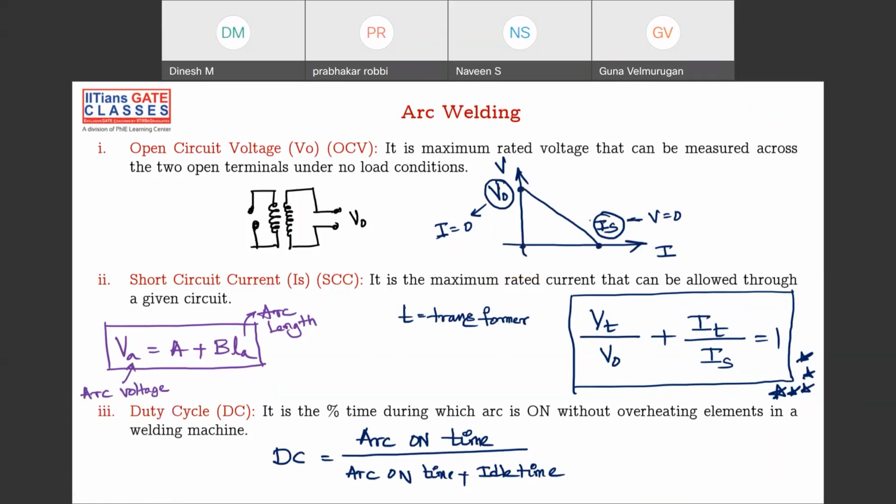So the diagram is clear. This is the open circuit voltage when I is equal to zero, and this is the short circuit current when voltage is equal to zero. Open circuit voltage, short circuit current, right? Fine.